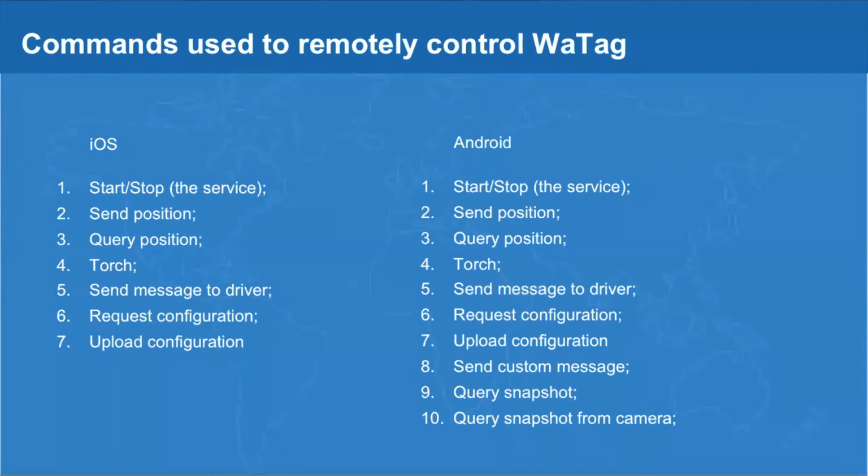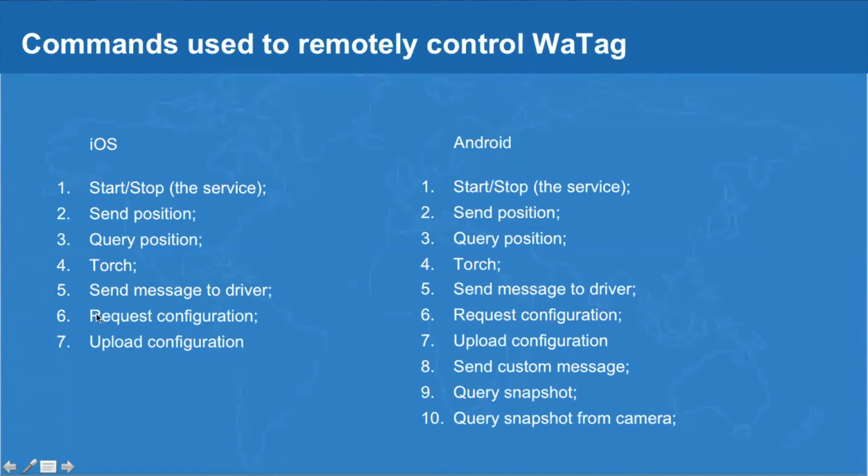Then the most probably interesting commands are number 6 and 7, requesting configuration and uploading configuration. Why would you ever want to do that? Of course, you want to make some changes in the configuration and then apply these changes. So first, you are requesting the configuration. You are receiving all the information of how the app is configured. Then you make changes remotely, right? And then the same way, remotely, you're sending the file. For example, this way, you can remotely activate the battery or remotely activate the chat.